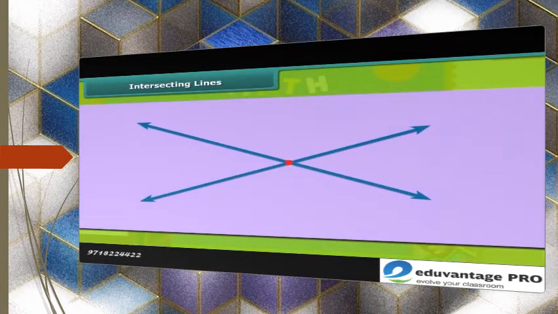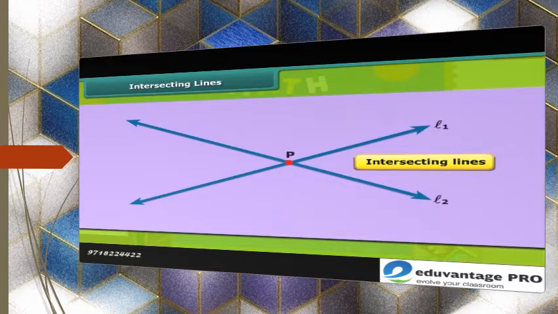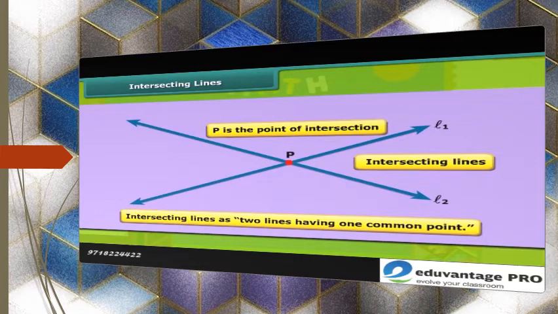Look at the figure. When two lines pass through a single point, we call them intersecting lines. Two lines L1 and L2 pass through a point P, then L1 and L2 are intersecting lines, and P is the point of intersection. We can also define intersecting lines as two lines having one common point. A variety of examples around us has intersecting lines.